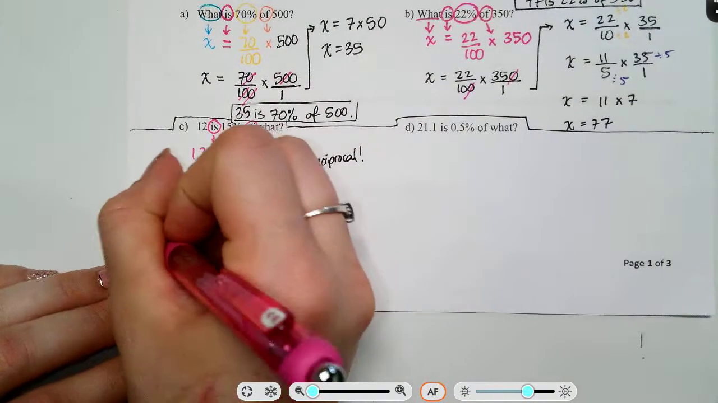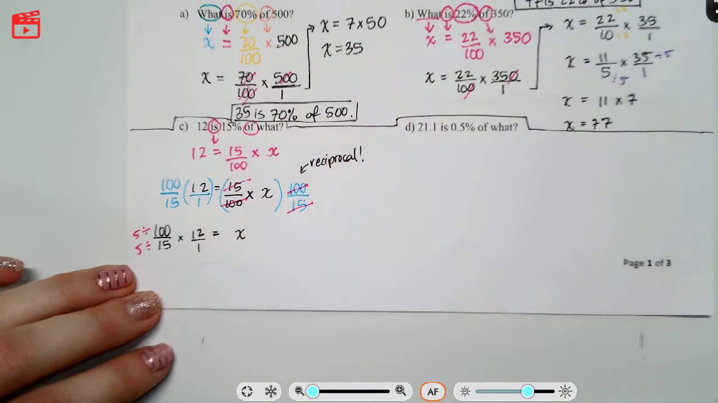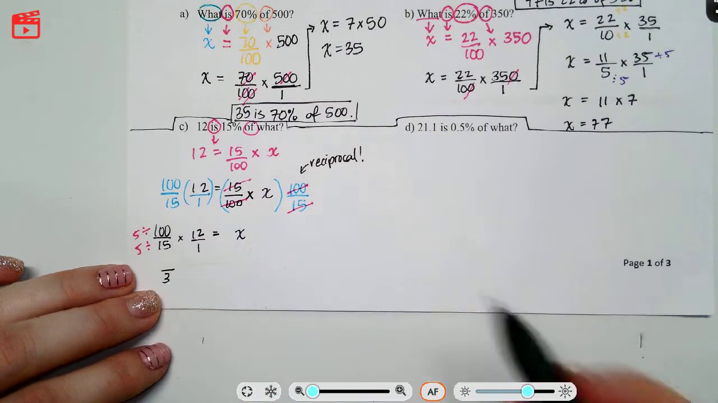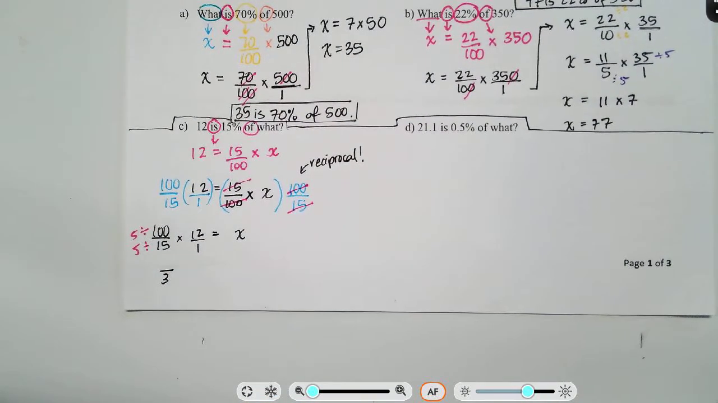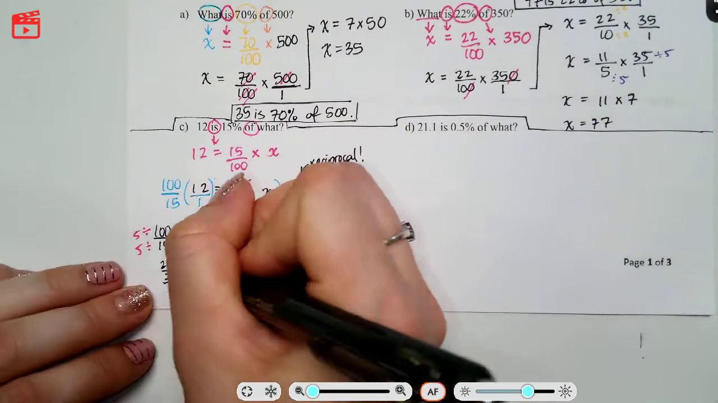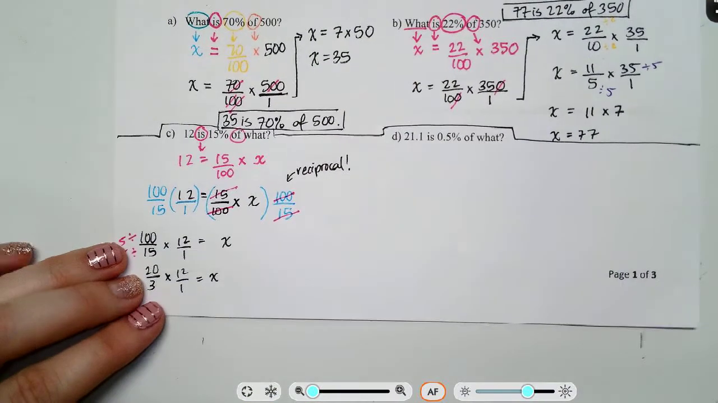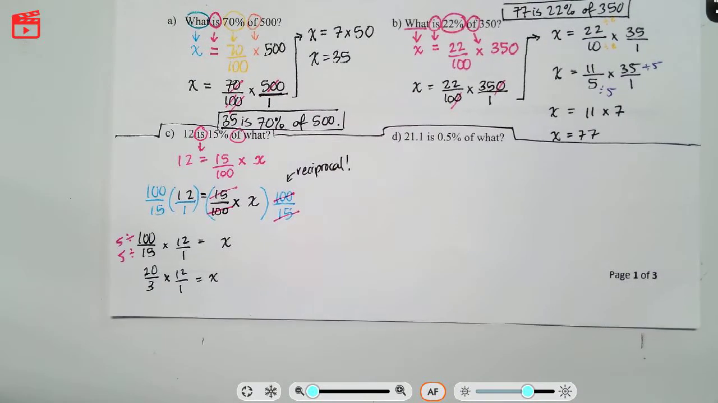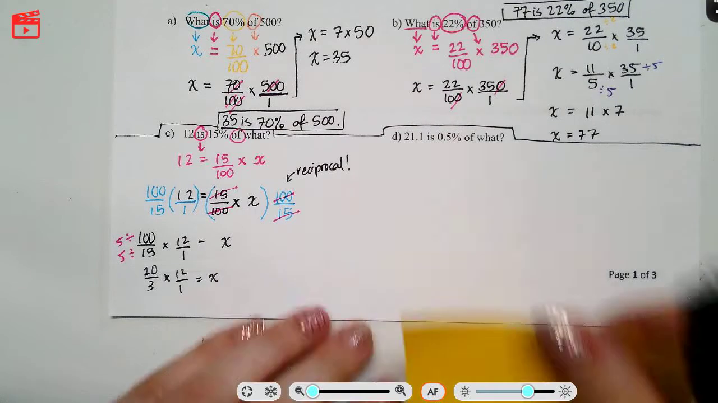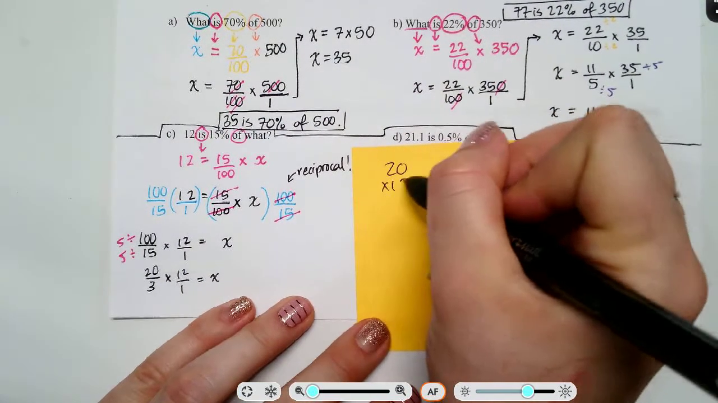You divide by 5, divide by 5, and I'm left with, well, 15 divided by 5 is going to be 3. 100 divided by 5, what is 100 divided by 5? Is that 20? Yep, it's 20. All right. Let's go ahead and figure out this multiplication on the side. So pulling out our scratch work, I'm going to multiply across, so 20 times 12.